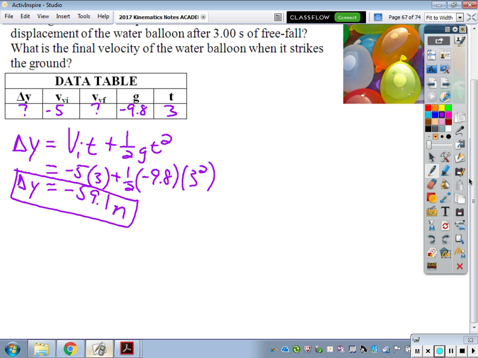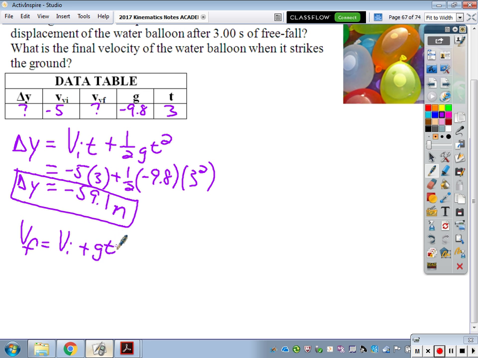Now, we have the value of our displacement. We have some options as to how we can find v final. What equation, Jacob, would you like to use? V final equals v initial plus g t. Okay, I would say for this problem, that's perfectly fine. So v final equals v initial plus g t.